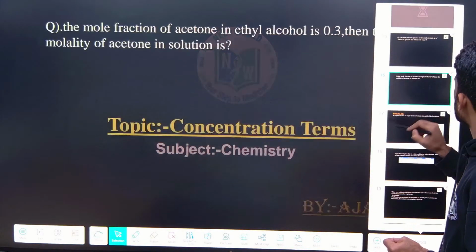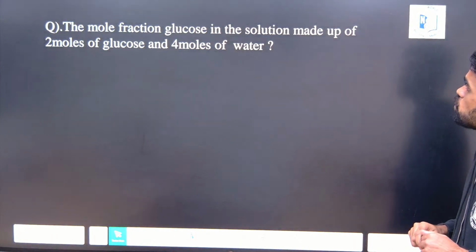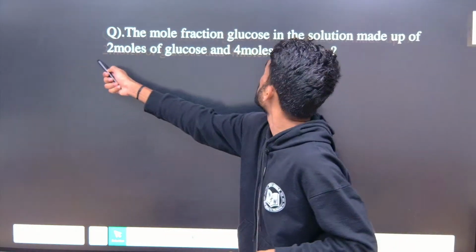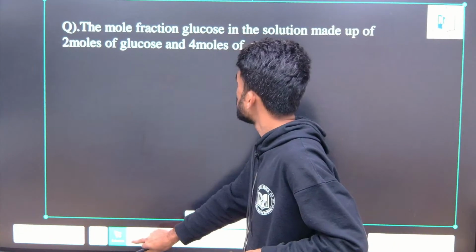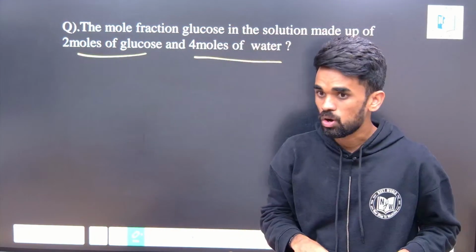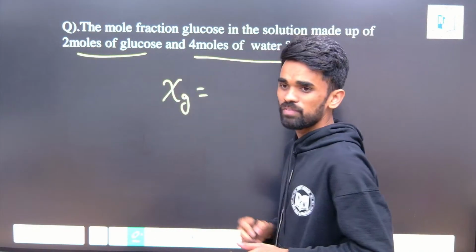Right now, we have a few questions like this. How can you calculate this? The mole fraction of glucose in a solution which is made up of 2 moles of glucose and 4 moles of water. How can you do this? I am asking for the mole fraction of glucose. Very simple, very basic question.